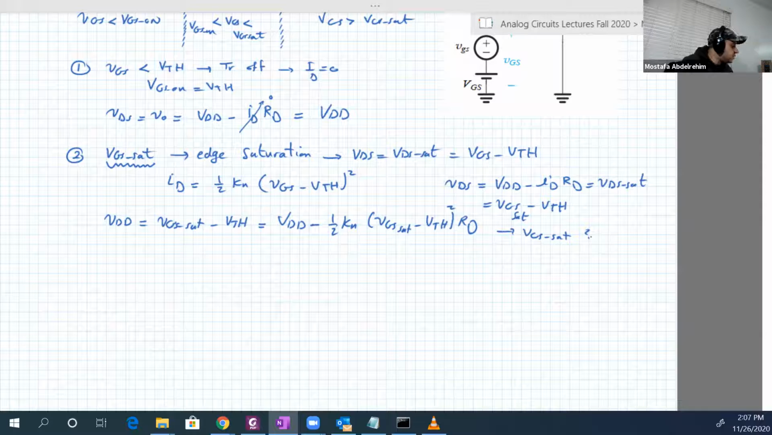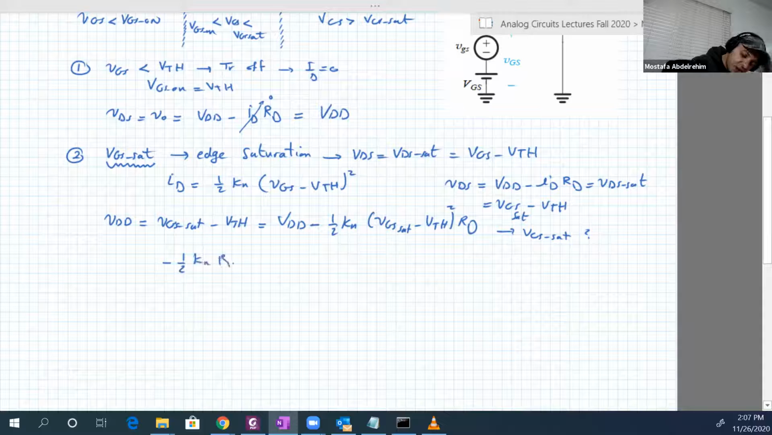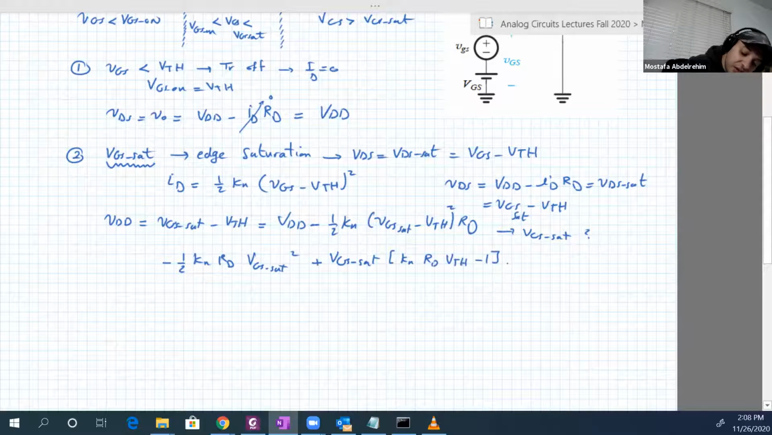Based on that, we can simplify this into the following equation, in which we have minus half Kn RD VGS set square plus VGS set times Kn RD V threshold minus 1 plus V threshold plus VDD minus half Kn RD V threshold square. This is equal to 0.